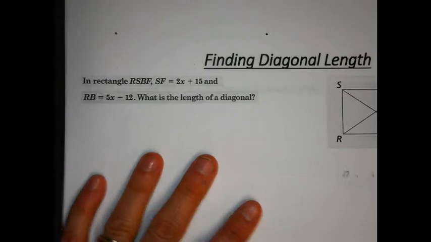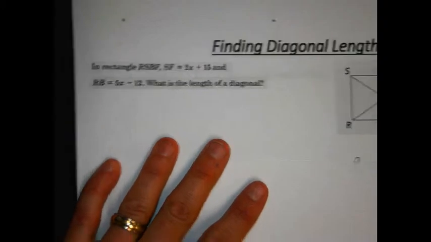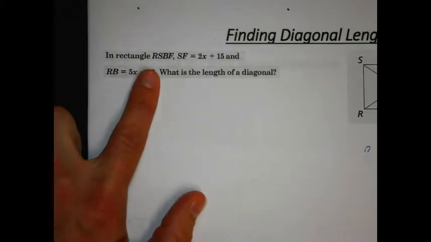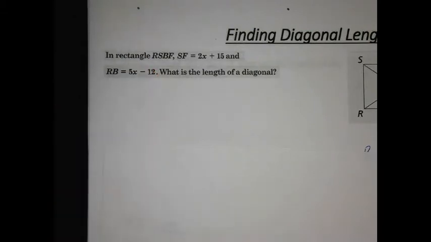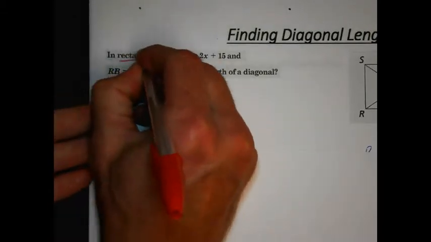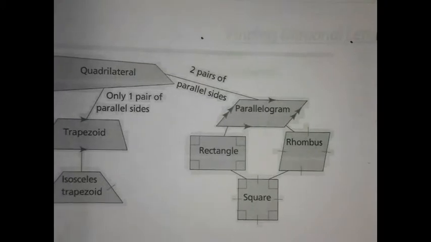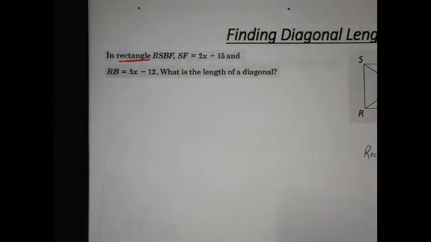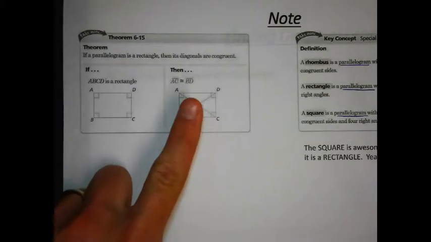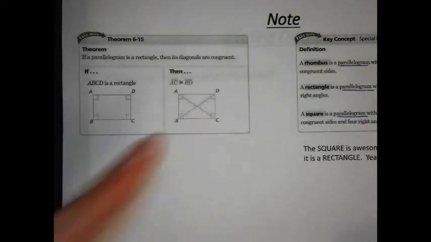All right. So now we're going to find a diagonal length. More algebra. So here it says, in rectangle RSBF. Oh boy, did we just get some information right there. Holy cow. The word rectangle gives us so much info. If we remember, the rectangle is a parallelogram, right? But it also has, because it has 4 90-degree angles, we also know that rectangles have congruent diagonals. Not only do the diagonals bisect each other, they are congruent.